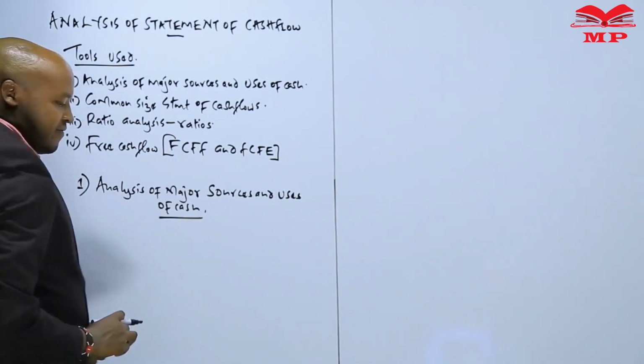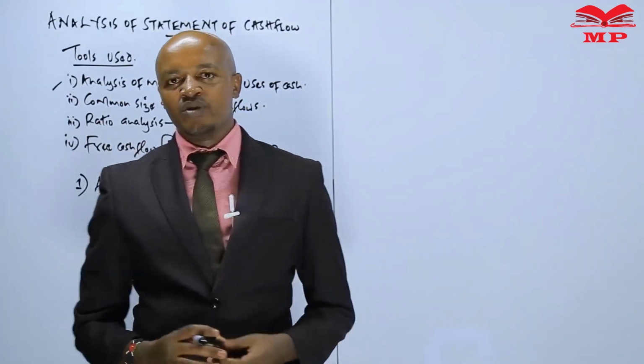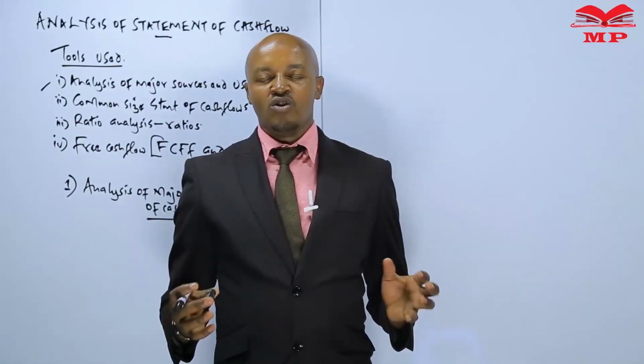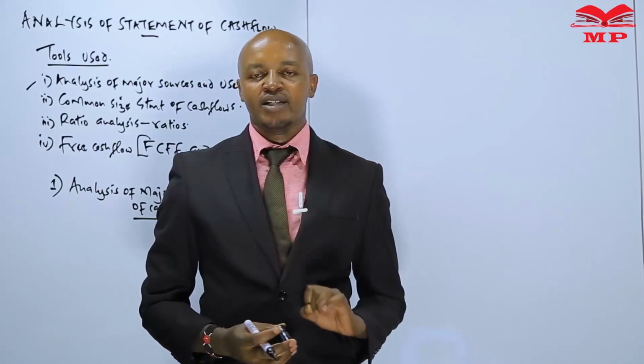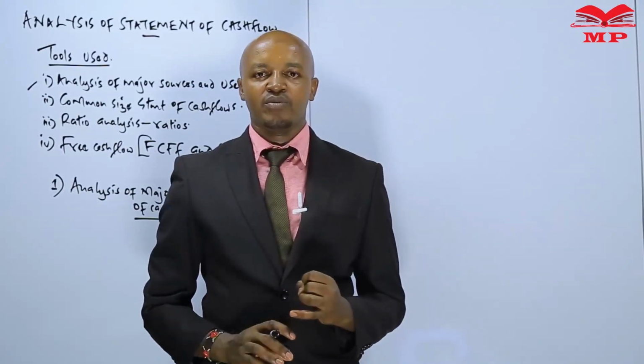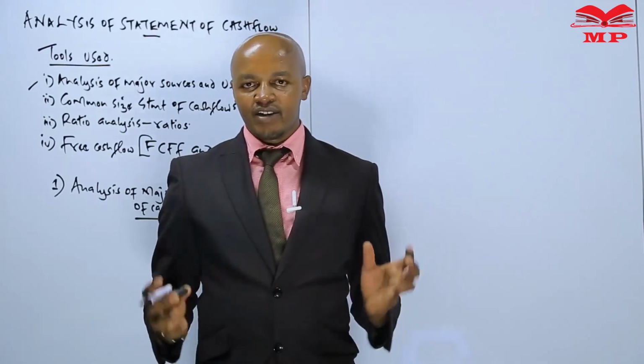Now, if you can remember what we said in our previous class, when preparing the statement of cash flow, ordinarily we classify the activities of the business in three categories. We have what we refer to as operating activities, investing activities, and financing activities.